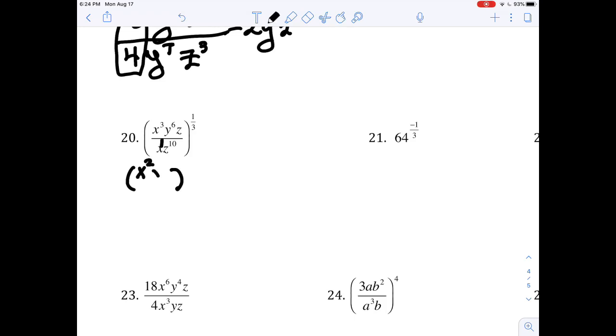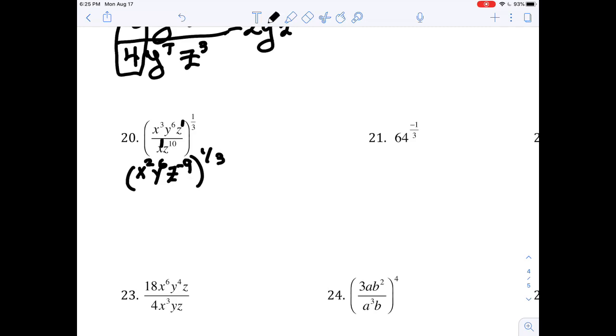Y to the 6th, there isn't another y there. And then z, well, I've got a 1 up there and I have a 10 in the bottom. So when I subtract, 1 minus 10 is negative 9. So that's going to be, okay, hold on. I got to erase just that part. That's going to be z to the negative 9 raised to the 1/3. So I did my rules of exponents inside the parentheses first.